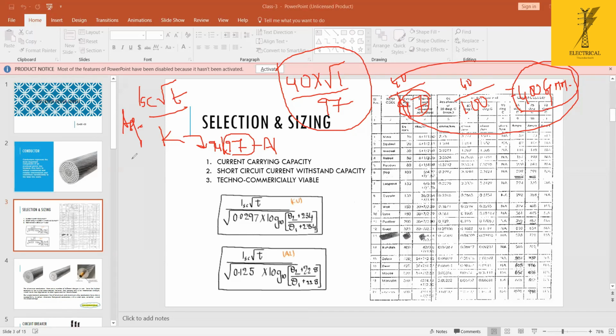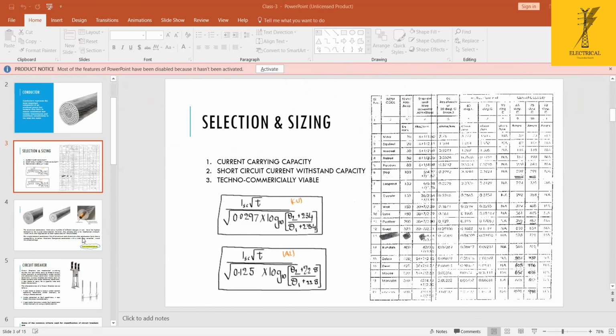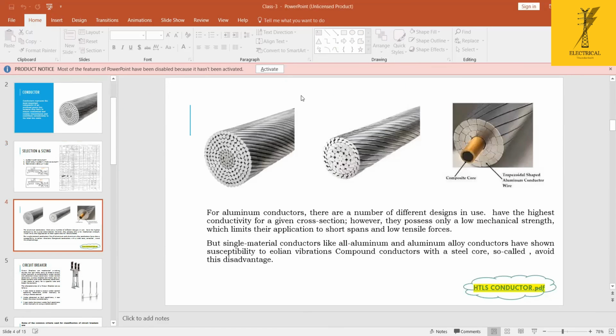So this is the way of doing the sizing and selection of the conductor, team. Now let's see what the different types of conductors are. Regarding software, generally we have MATLAB programs to do this transient analysis. I think in ETAP we have this, but I'm not sure about it, I guess.